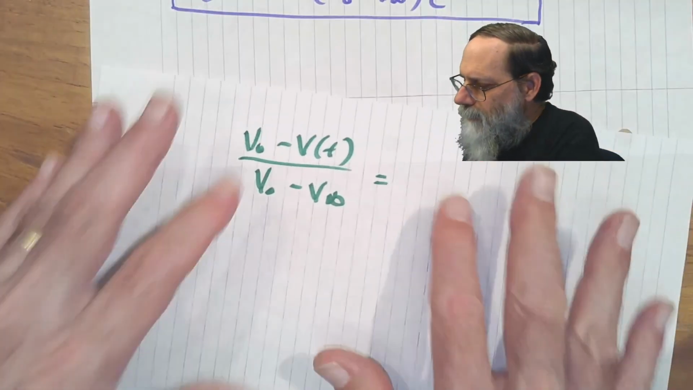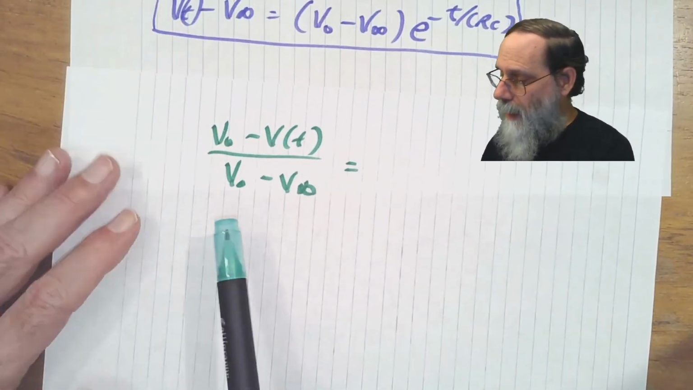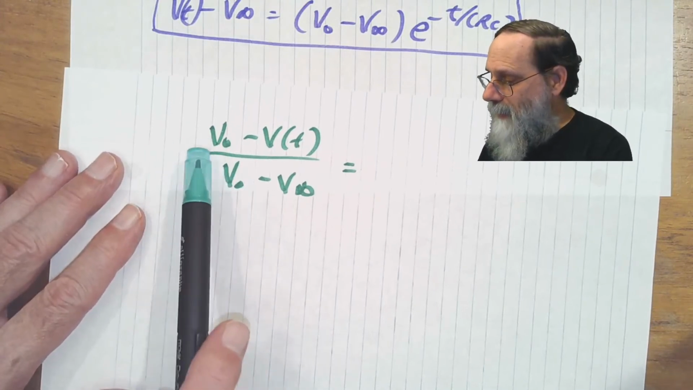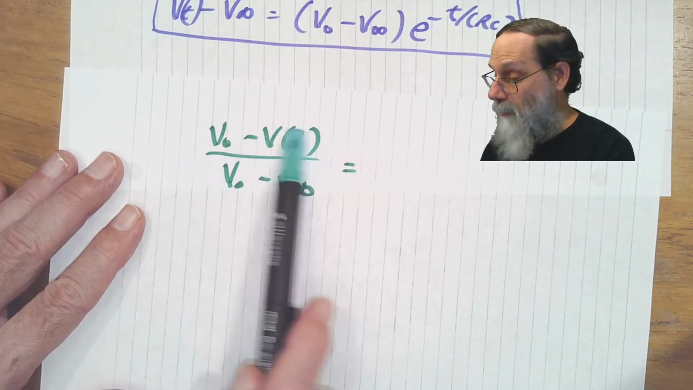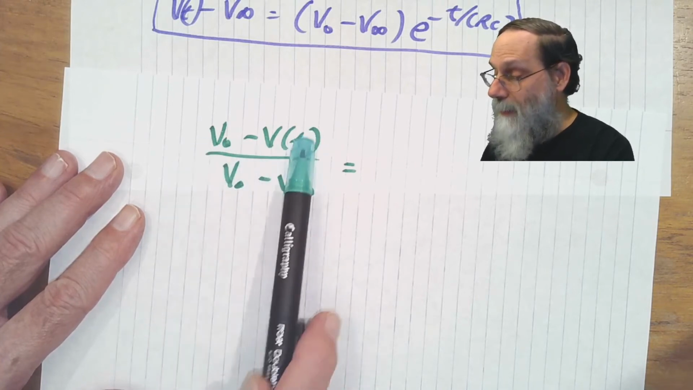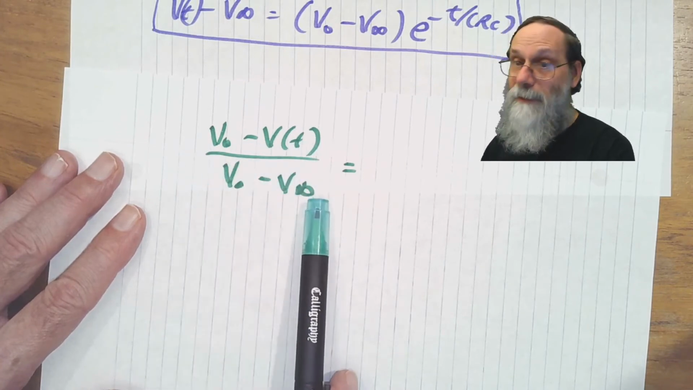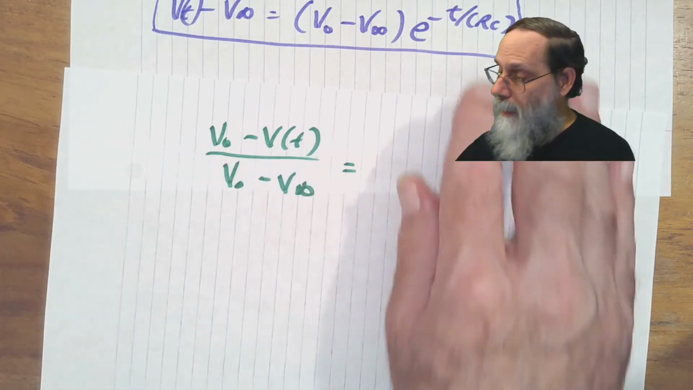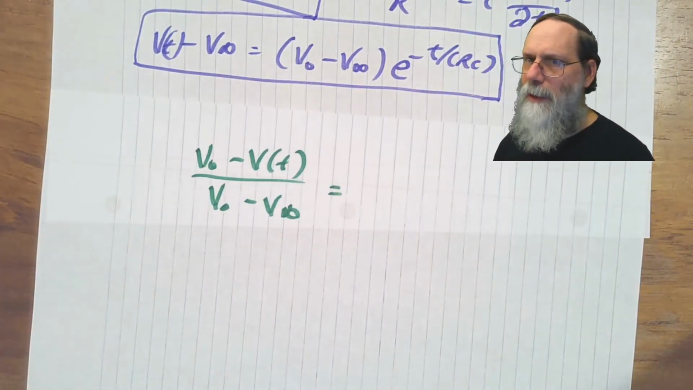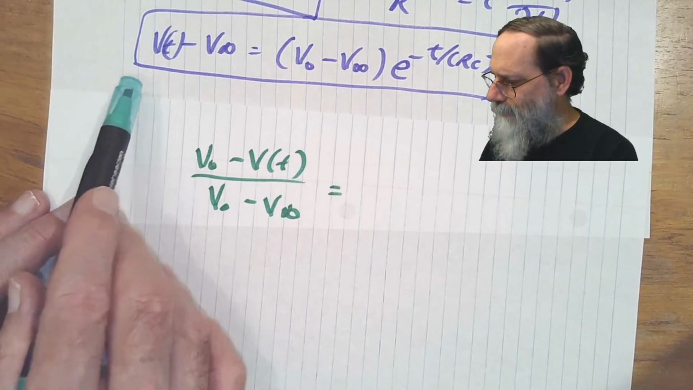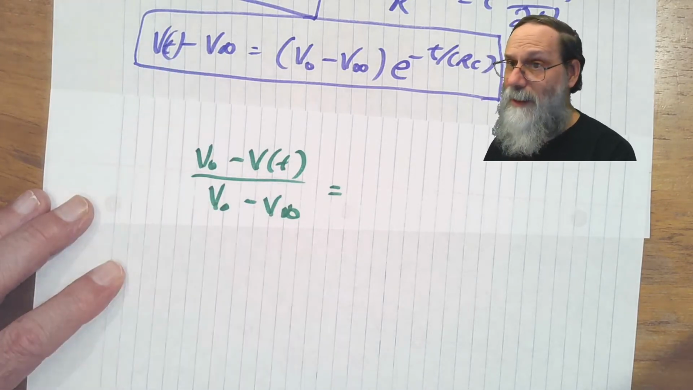Well, the simplest way is to say we want V0 minus V of t. Well, at time 0 we want that to be 0. And at time infinity we want it to be 1. So V0 minus Vt over V0 minus V infinity is our normalized voltage. But if you look at what we have there, that's very similar to the formula we have here. It's just that we have V0 minus Vt instead of Vt minus V infinity.